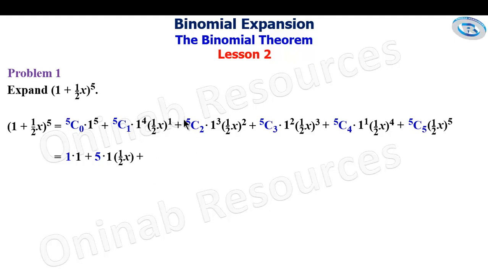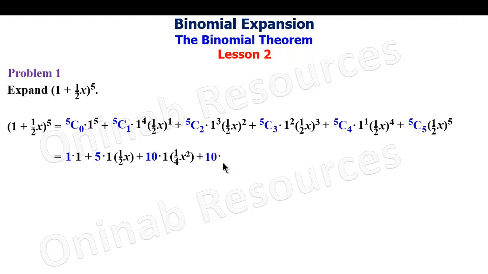Then plus 5C2 is 10. So we have 10 times 1. Then (½x) raised to power 2. Half squared is 1 over 4. Then x squared. Plus 5C3 gives 10 also.